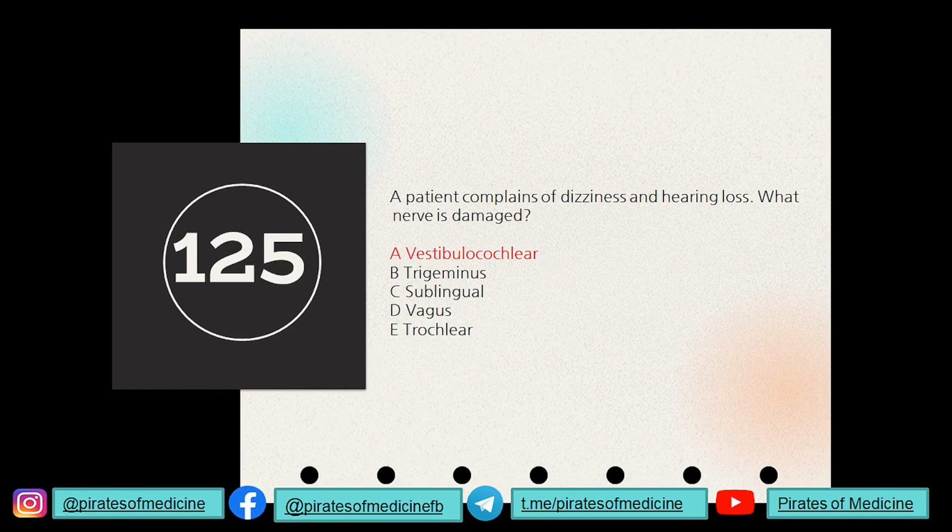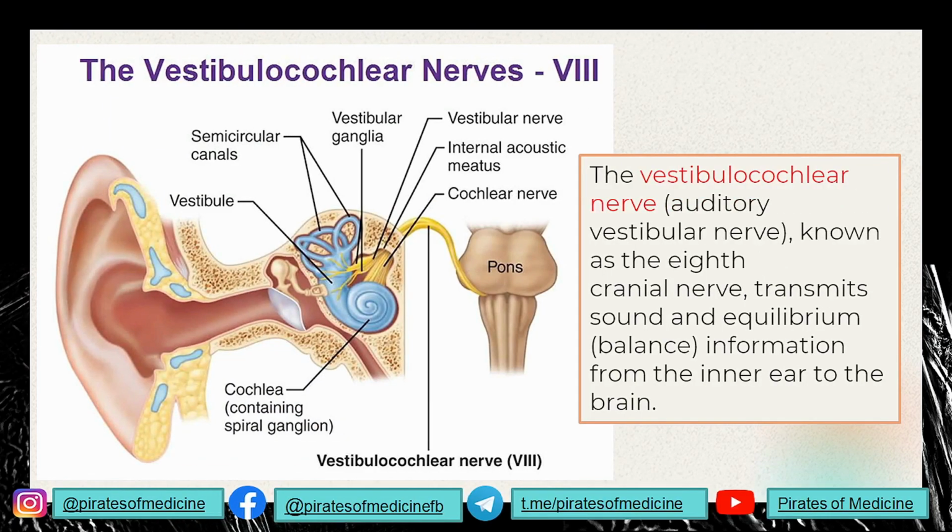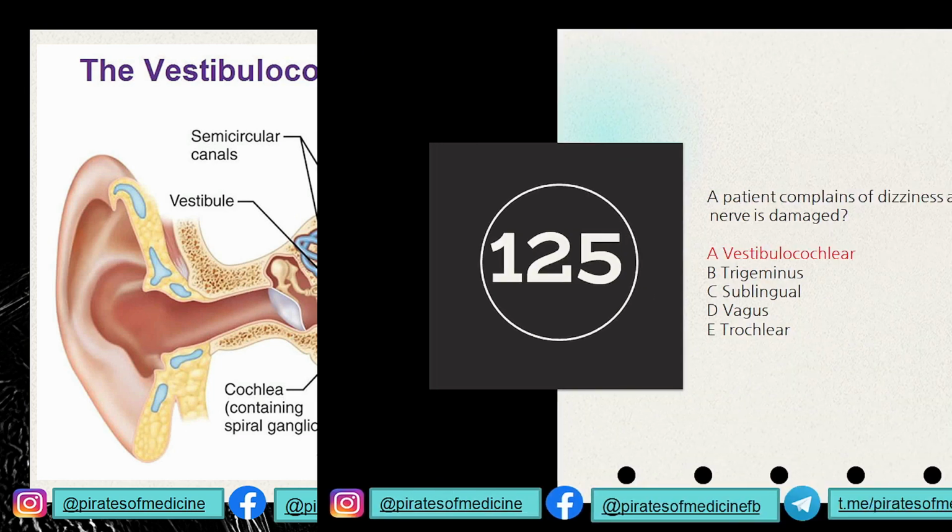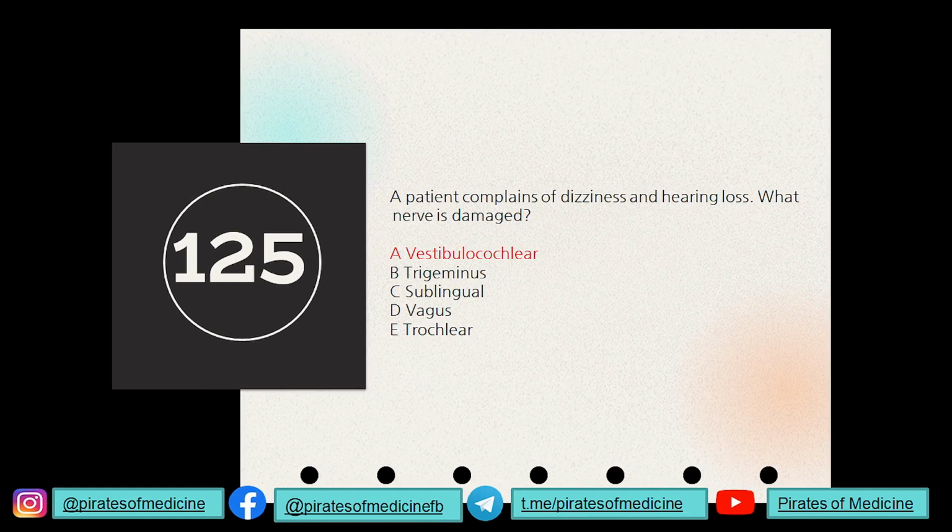125 is that a patient complains of dizziness and hearing loss. What nerve is damaged? So remember, vestibulocochlear nerve, the 8th cranial nerve. It is also known as the auditory and vestibular nerve. It transmits the information related to auditory impulses and the sense of balance and equilibrium to the cortex. So, if there is a disorder of dizziness and hearing loss, then the vestibulocochlear cranial nerve must be injured. Pretty simple. Good.